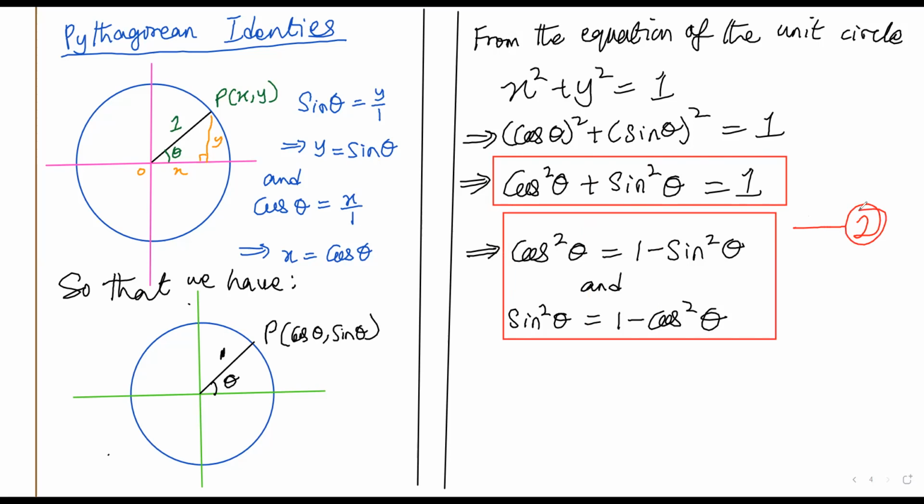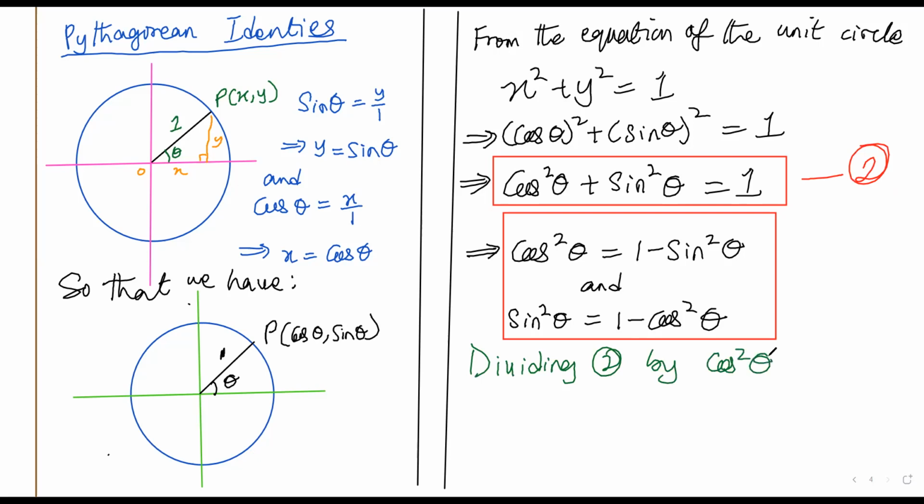Now, to get identity 3 and 4, we're going to divide identity 2 by sine squared and also divide identity 2 by cos squared. And that will give us identity 3 and 4. So let's quickly do that. Dividing 2 by, maybe we can do cos squared first. So what would that give? It's going to give cos squared theta divided by cos squared theta.